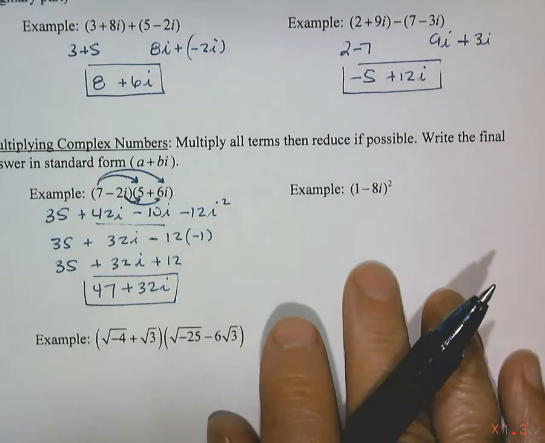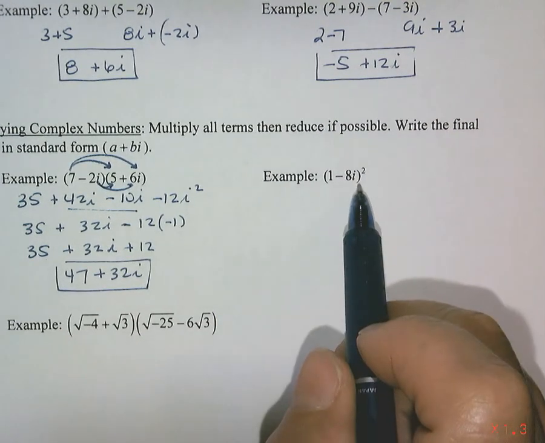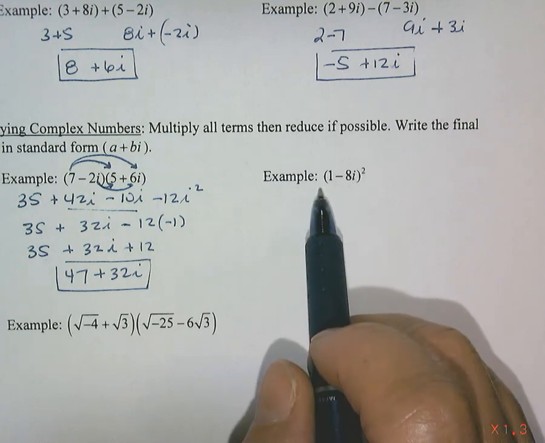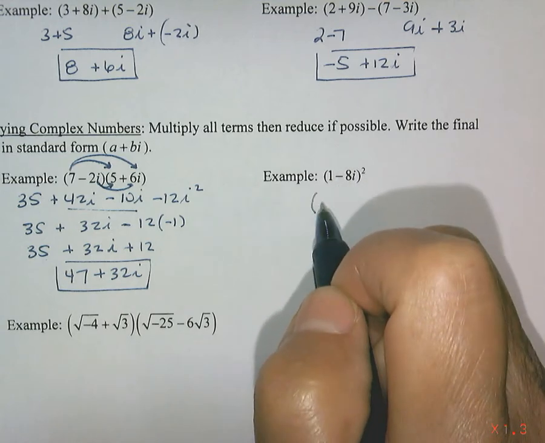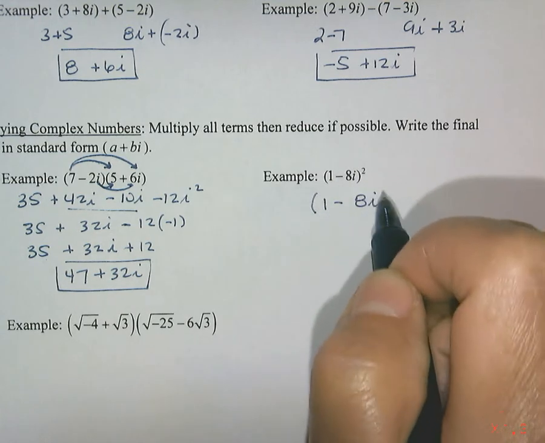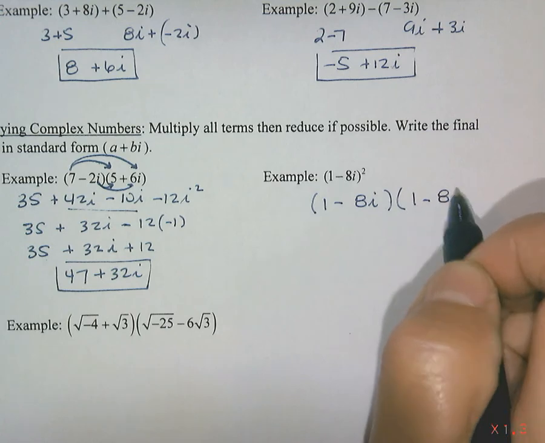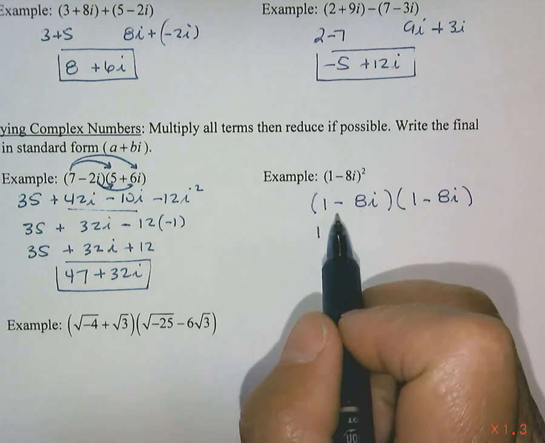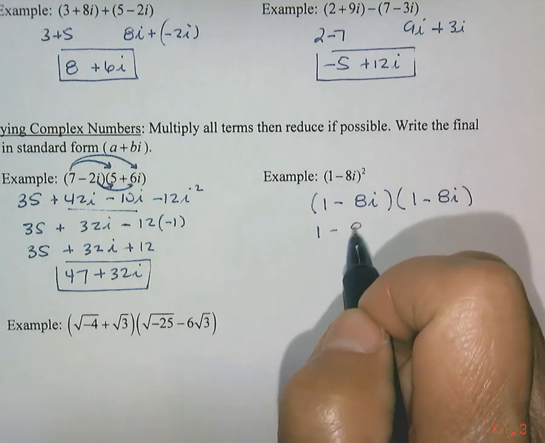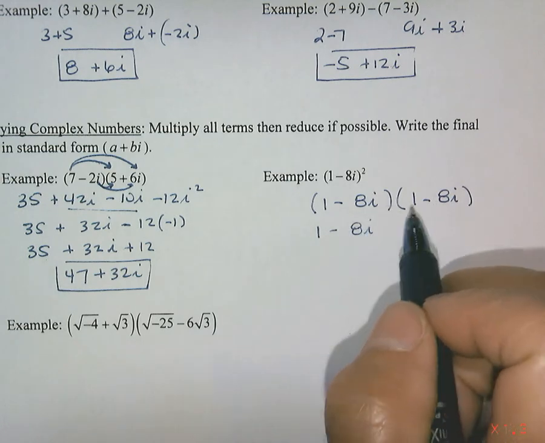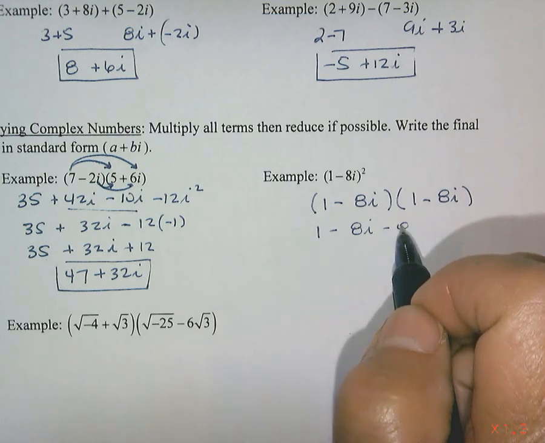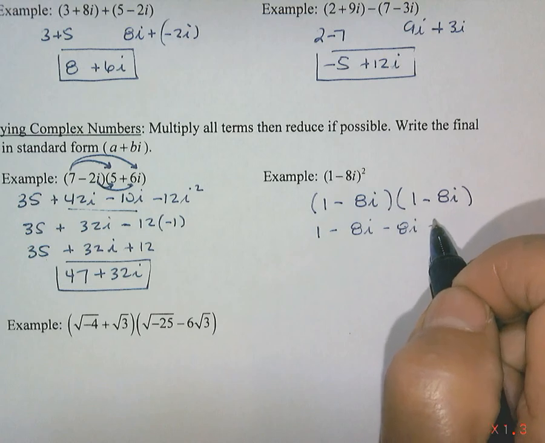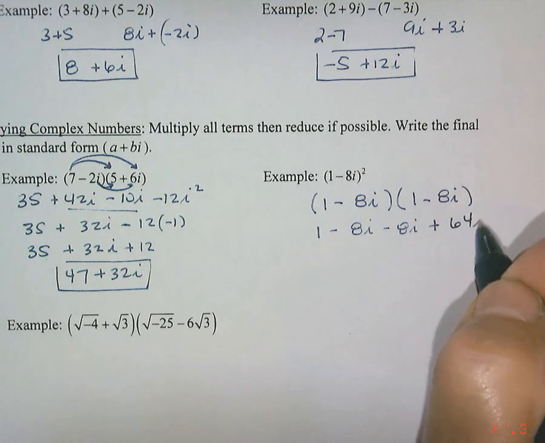A type of problem that a lot of students will make mistakes on is when they see a term squared or cubed, they just start multiplying numbers and not thinking about what they're doing. So I would always recommend anytime you have something squared, write it twice. Now I can see it a lot easier. 1 multiplied by 1 is 1. 1 multiplied by negative 8i is negative 8i. Negative 8i times 1 is negative 8i. Negative 8i times negative 8i is a positive 64i squared.